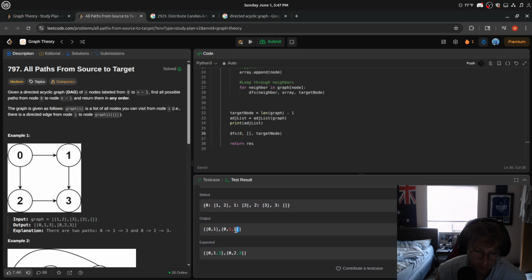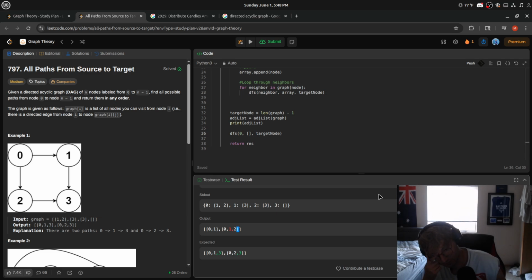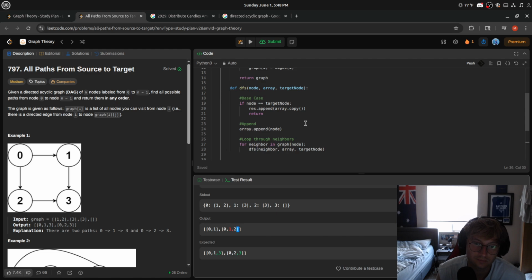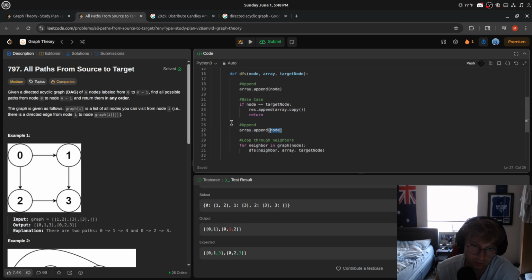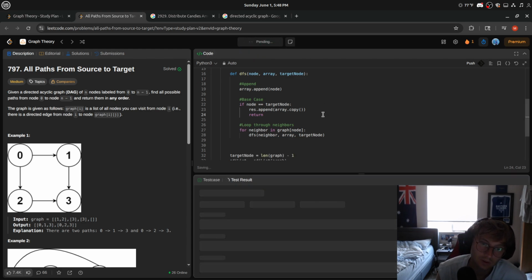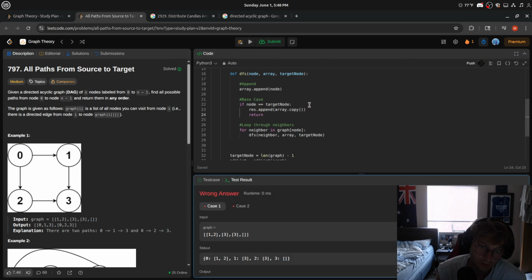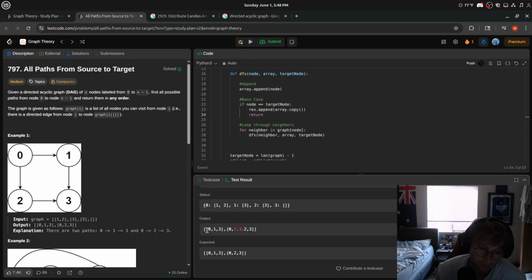Zero, one. I think we need to append first when we get to the node. Zero, one, three. How do we go 0, 1, 2, 3? How does that work?